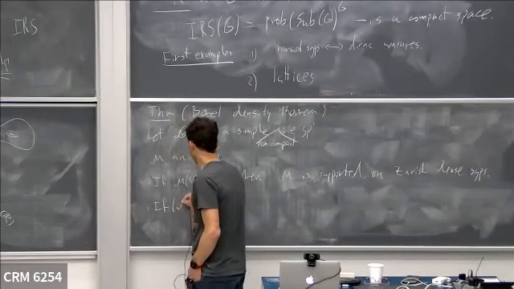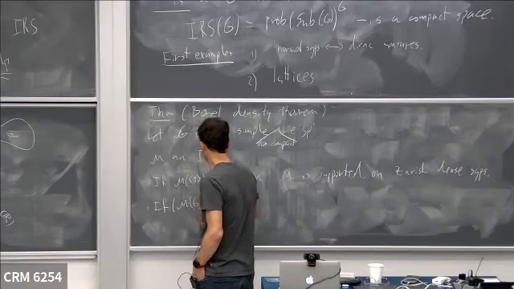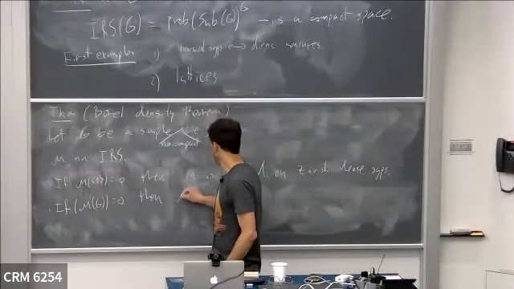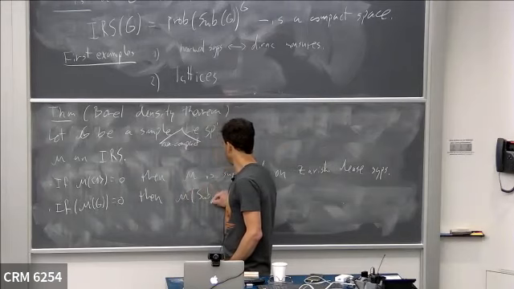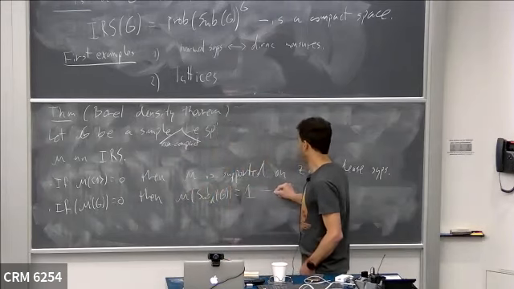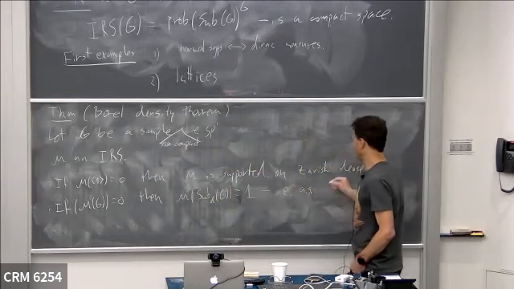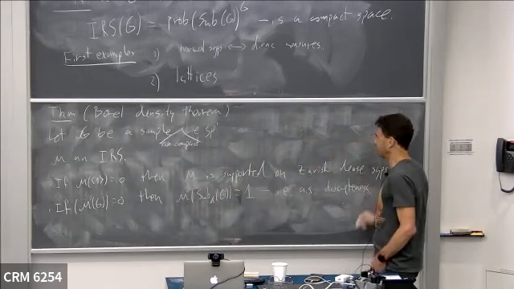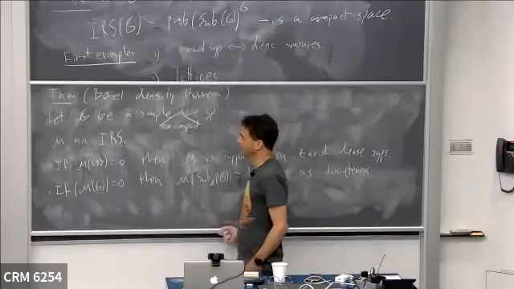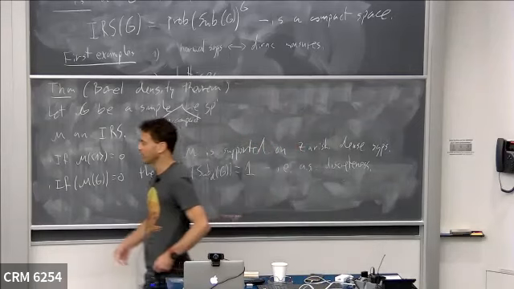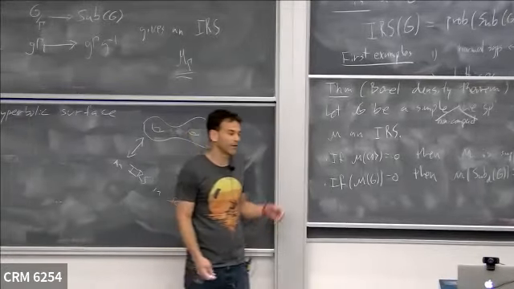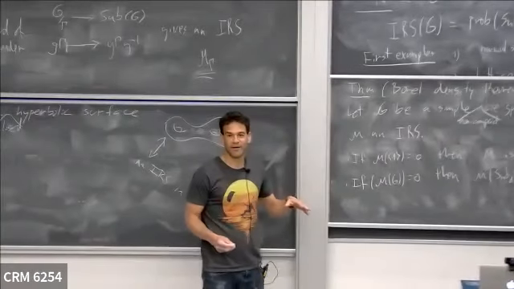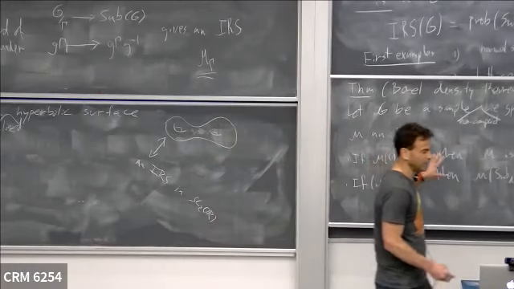And two, if mu of the group G itself is zero, then almost surely you are discrete. Then mu of the set of discrete subgroups is one, i.e. almost surely discrete. So this is the Borel density theorem. It's a theorem about lattices that generalizes almost automatically to IRSs.